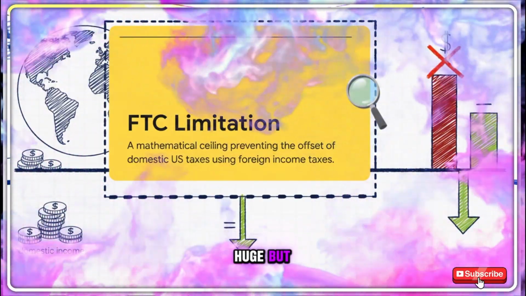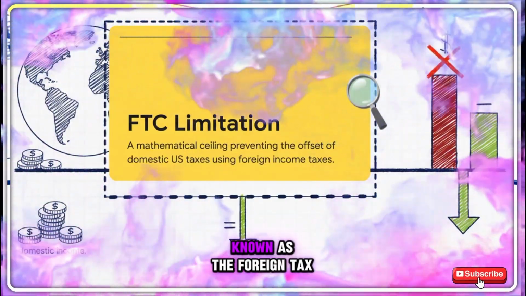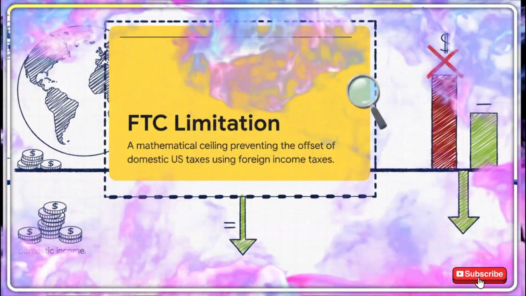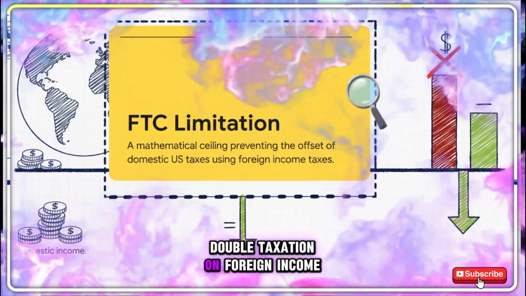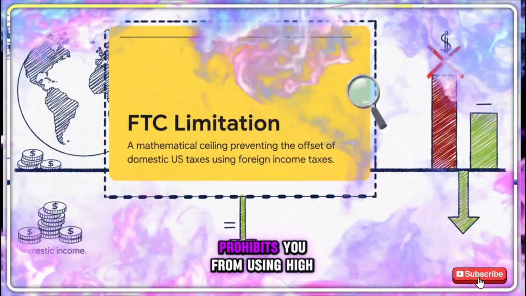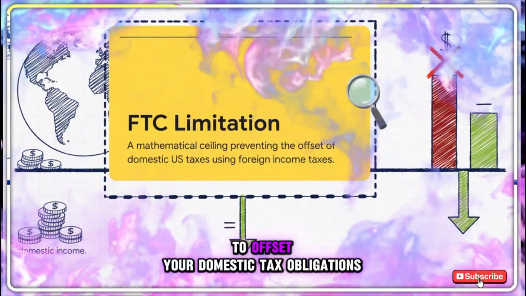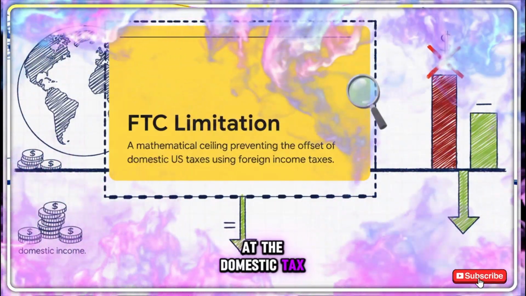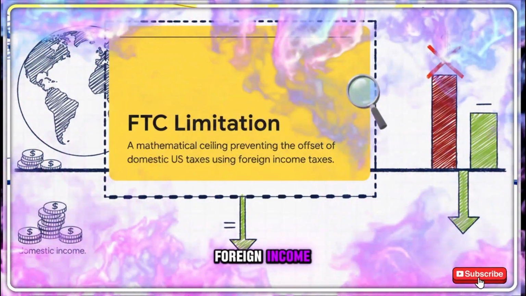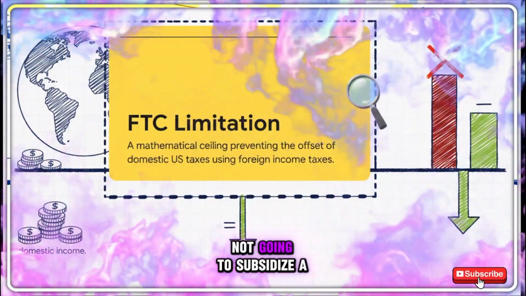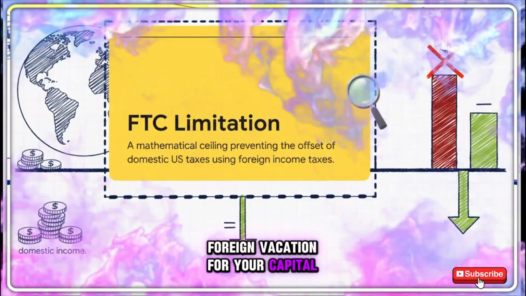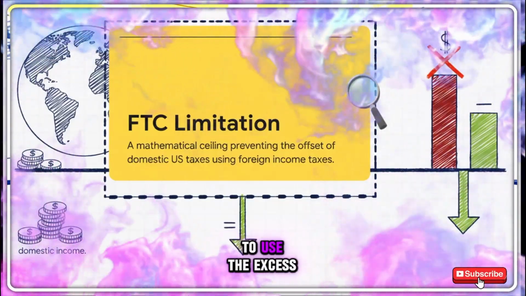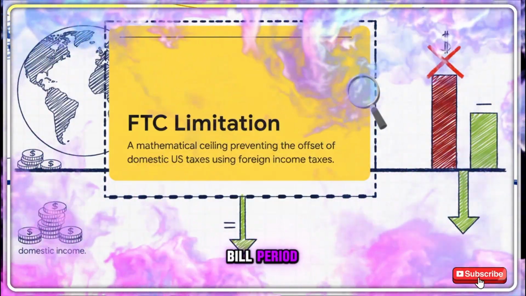But, and this is a huge but, there is a definitive boundary to this relief, known as the foreign tax credit limitation. You can think of this limitation as a strict mathematical ceiling. The system is designed to alleviate double taxation on foreign income, but it absolutely prohibits you from using high foreign taxes to offset your domestic tax obligations on domestic income. The credit is strictly capped at the domestic tax liability generated by that specific foreign income. The domestic system is not going to subsidize a high-tax foreign vacation for your capital. If the foreign tax is higher than the domestic tax on that same income, you do not get to use the excess to lower your overall domestic tax bill, period.